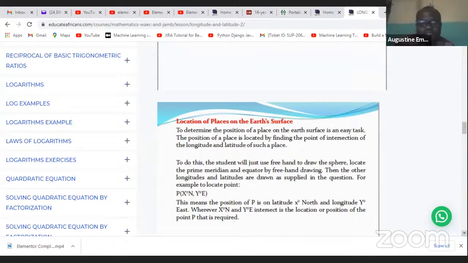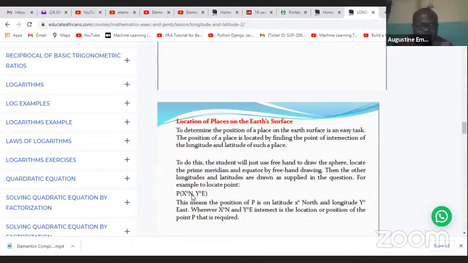The position of the place is located by finding the point of intersection of the longitude and latitude of such a place. To do this, the student will just use free hand to draw the sphere and locate the prime meridian and the equator from the freehand drawing. Then the other longitude and latitude are drawn as supplied in the question. So for example, you have a point P and you're told that to the north, whenever we're talking about north, you know we are referring to the latitude, it has the value of x degrees, whereas in terms of the meridian, it has y degrees east.